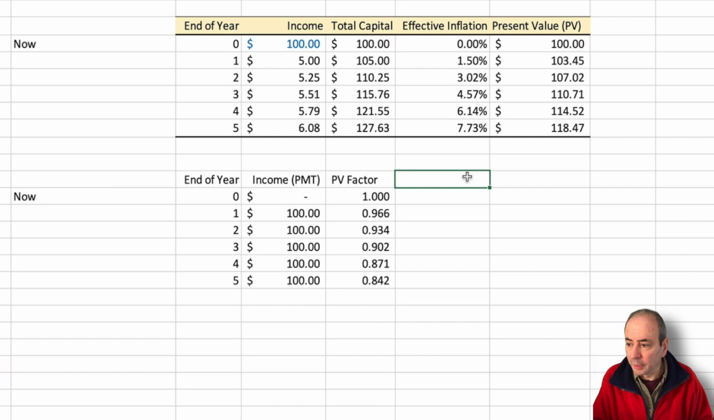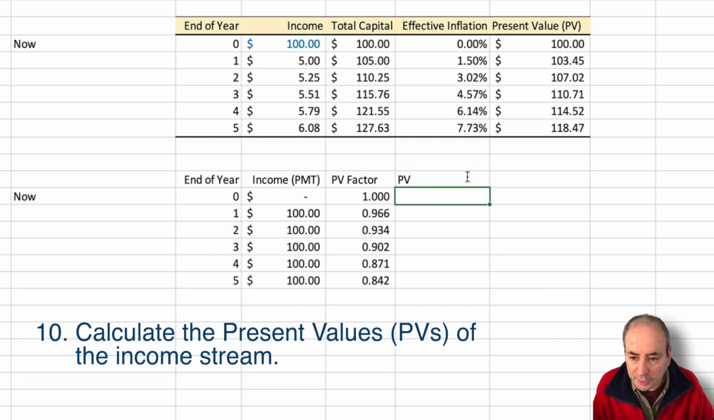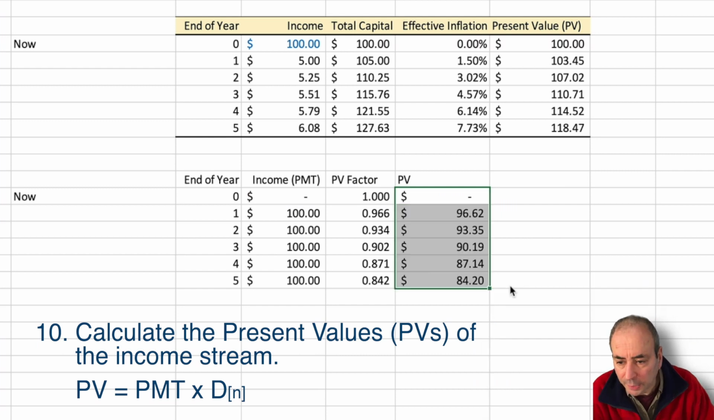So we can now calculate the present value of each of those income payments by multiplying the actual payment by the present value factor. And this is currency amount. And there we can see that a payment of $100 in 1 year's time is equivalent to getting $96.62 today. A payment of $100 in 5 years' time is equivalent to getting $84.20 today if we could invest our money at 5% and suffer an inflation rate of 1.5%.